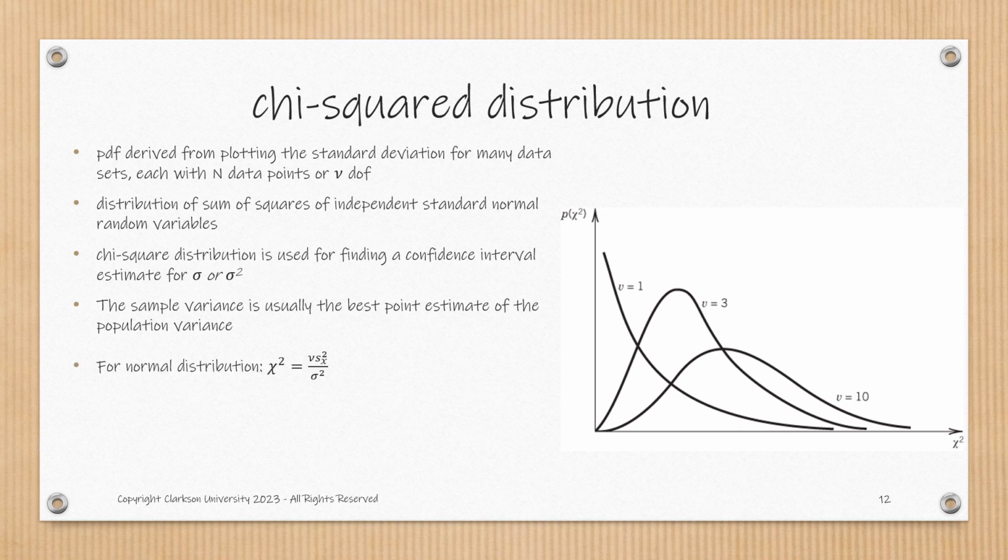So for a normal distribution, chi-squared is simply equal to the degrees of freedom times the sample variance divided by the population variance. And we can use a significance test to see how well the sample variance predicts the population variance, where we have probability within a region of chi-squared equal to 1 minus alpha.